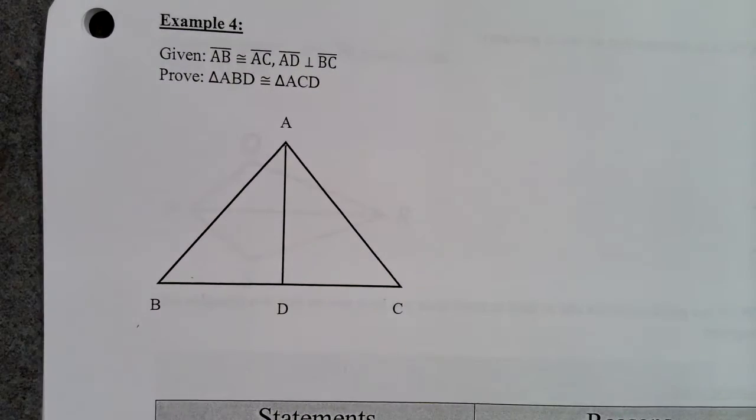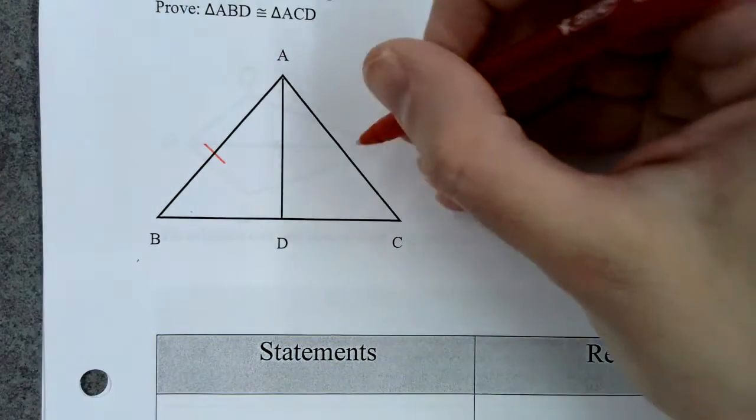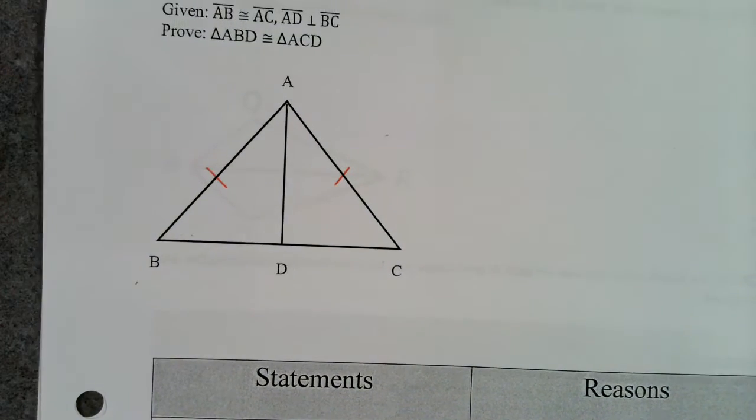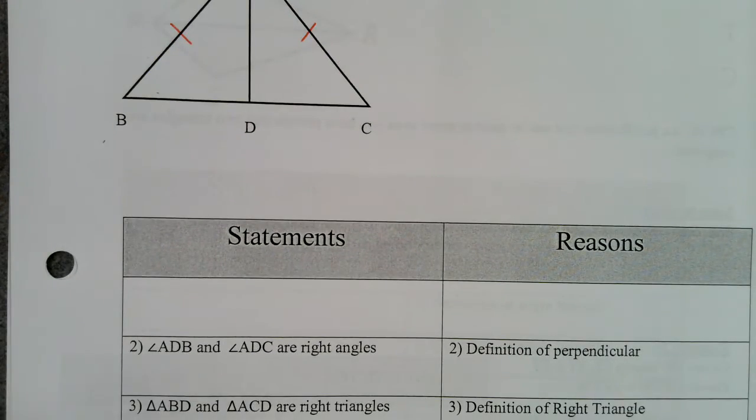On to the next example. Given that AB is congruent to AC. Now that's not labeled for you, so you should label that yourself. And you're given that AD is perpendicular to BC.